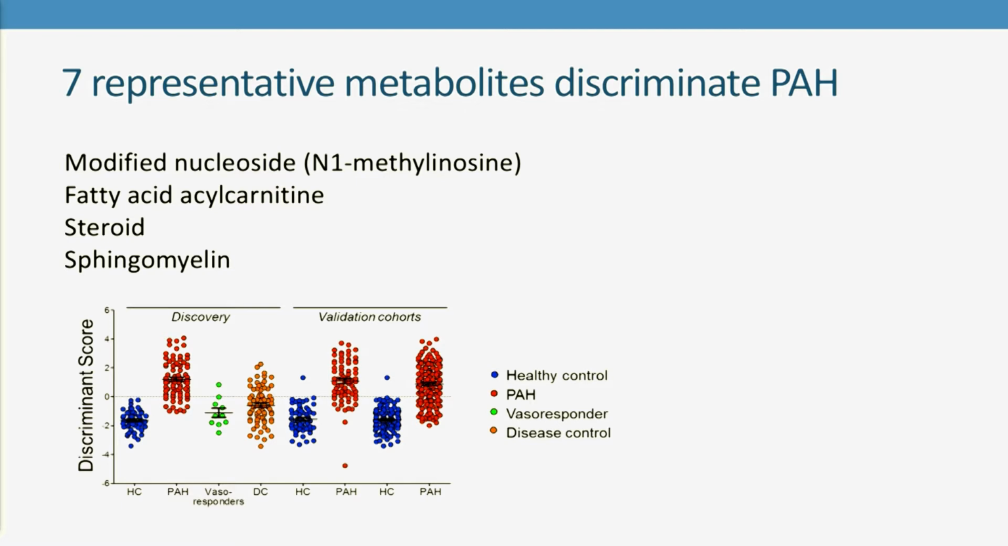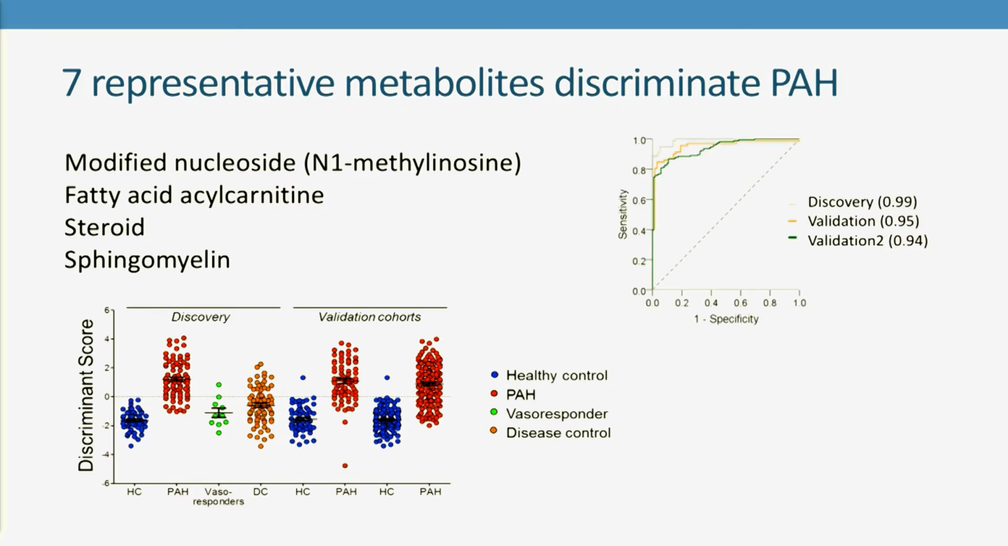And then you can see on the right that the 2 validation cohorts really reproduced that very accurately. So you can see in the ROC curve here that we were basically able to distinguish a control and a patient on average 95 to 94% of the time in the 2 validation cohorts. And obviously in the discovery it performed very well, as it always does in discovery.